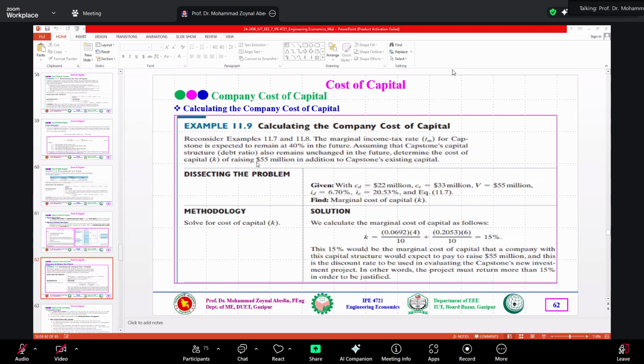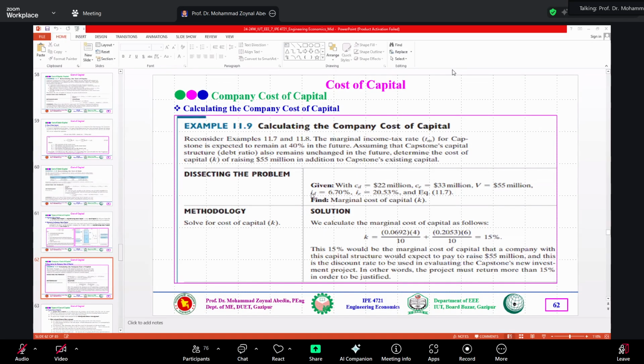In the 55 million, there are two terms. One is cost of equity, another one is the cost of debt. And also in the cost of debt, there are two, one representing the bond, another one representing the loan. So now in the previous 11.7 and 11.8, the CD value is 22 million. CE value, cost of equity, is 33 million. And V is the total value that we just said, V equal to CE equity plus CD debt. So this is the 55 million.